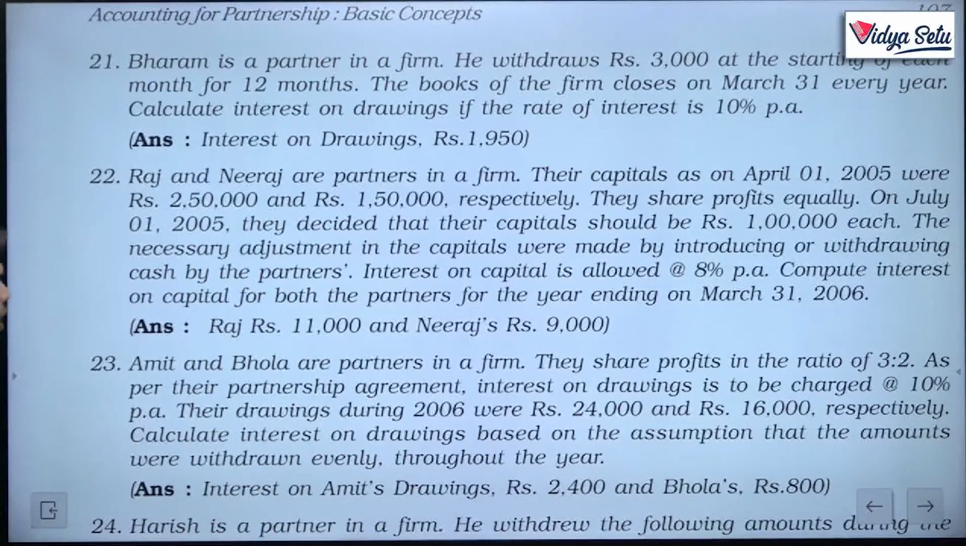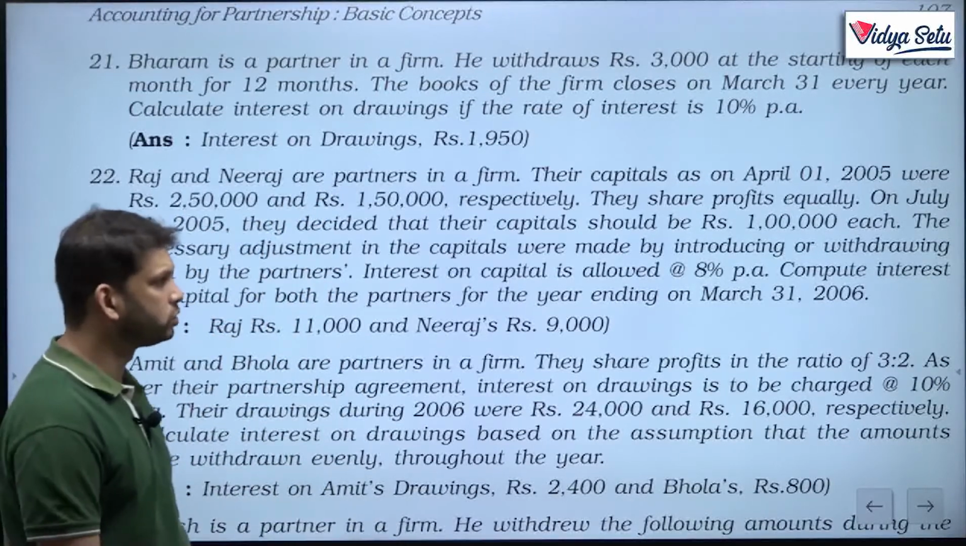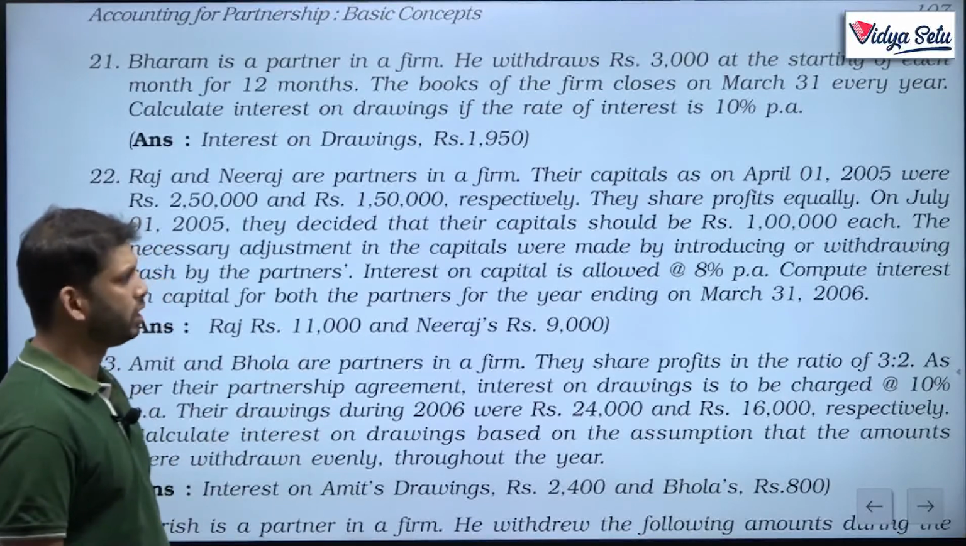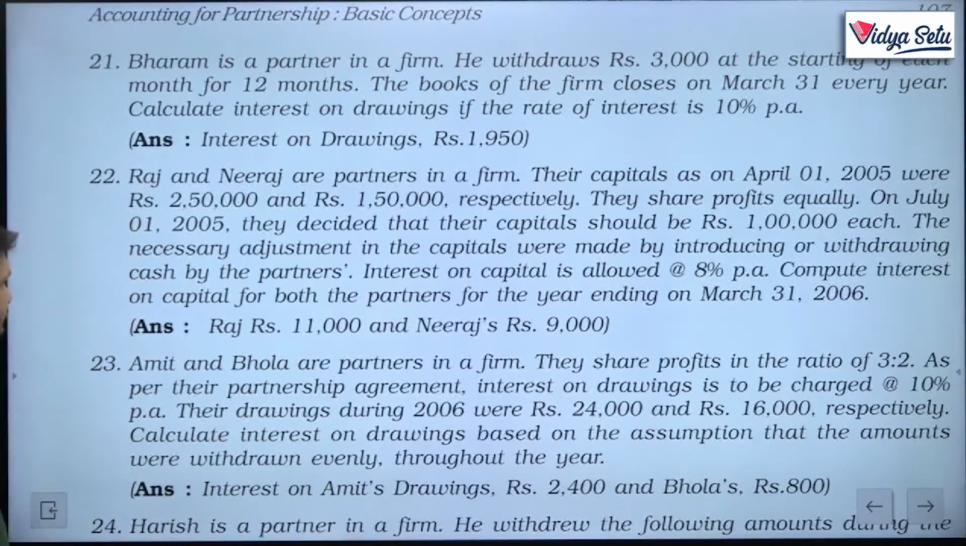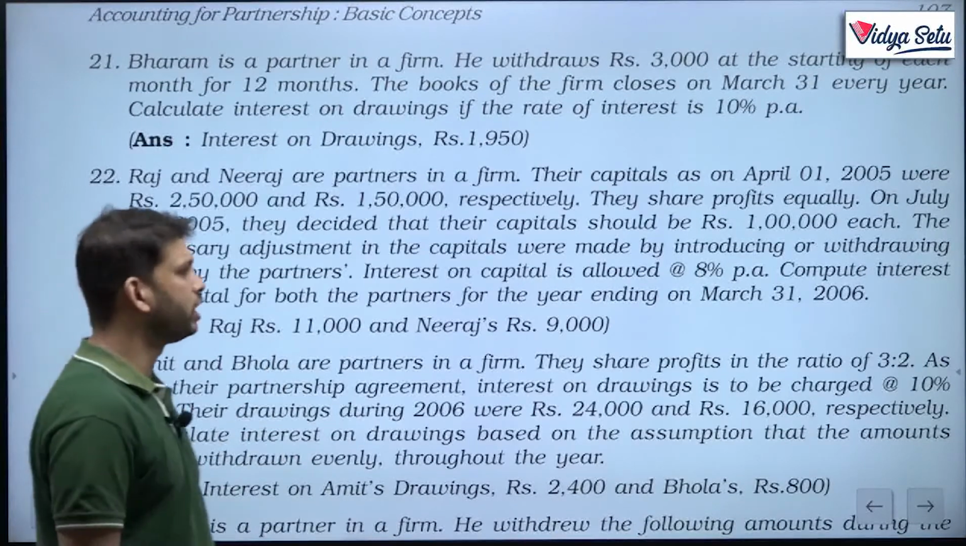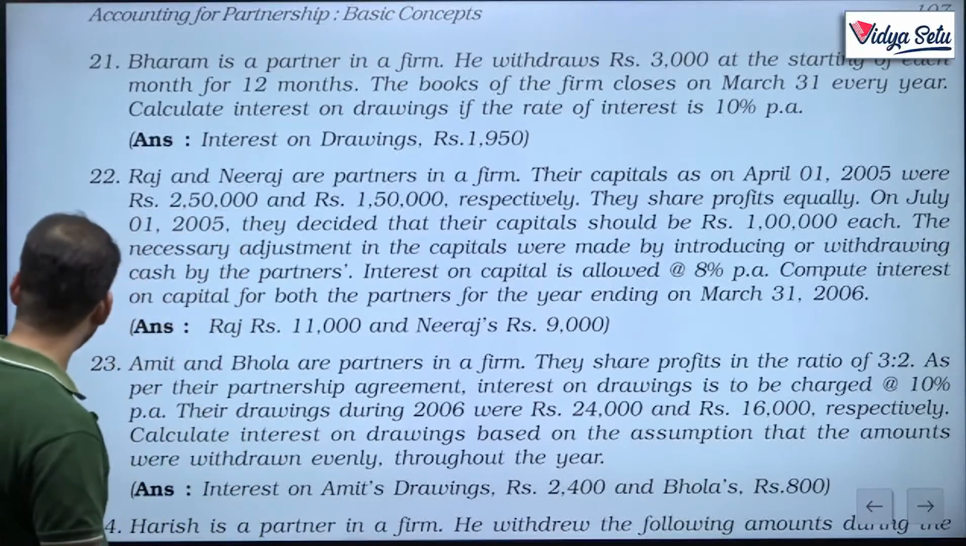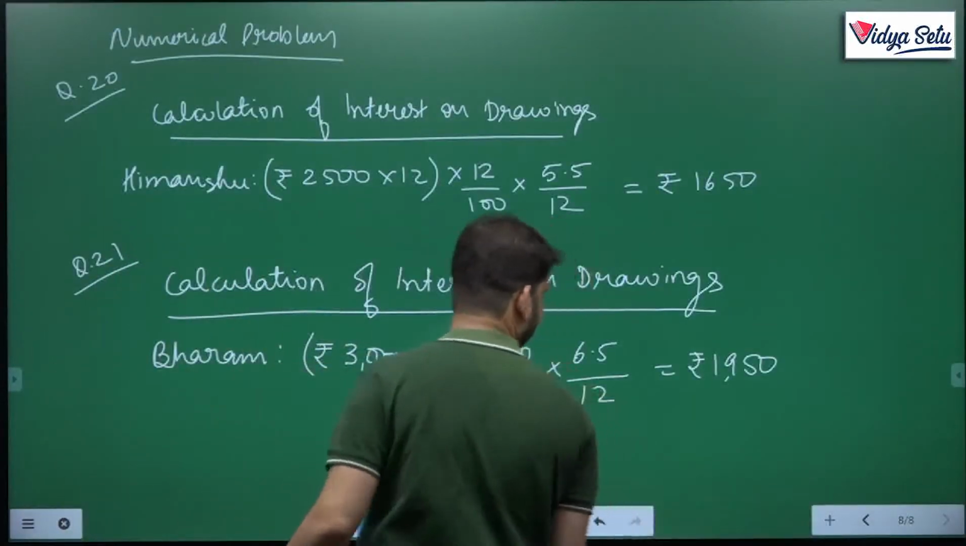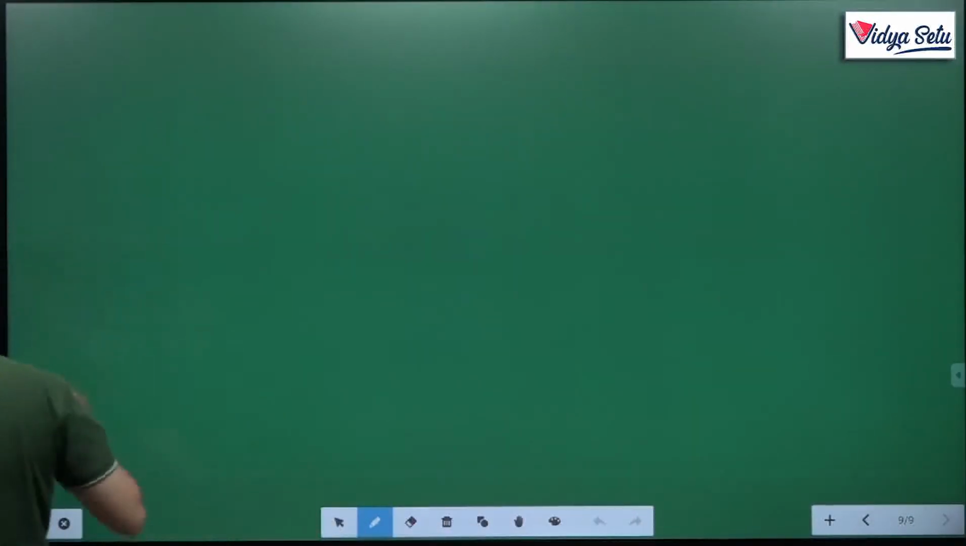The necessary adjustment in the capitals was made by introducing or withdrawing cash by the partners. Interest on capital is allowed at 8% per annum. Compute interest on capital for both the partners for the year ending March 31st, 2006. So, a simple one. Let us solve it. This is question number 22.